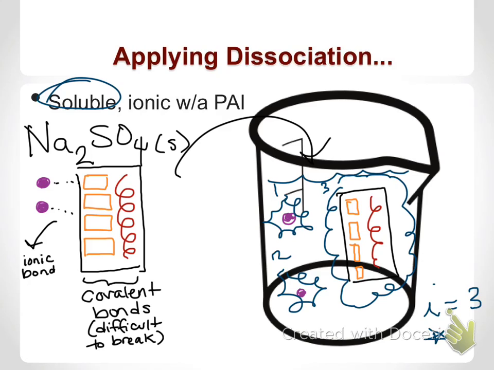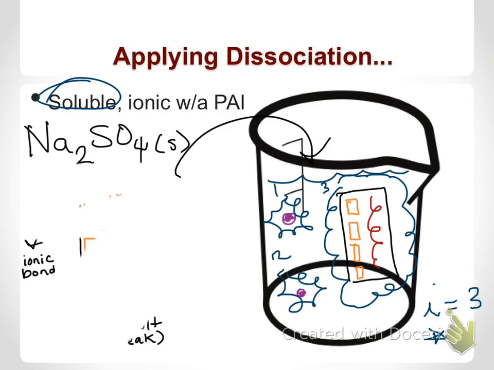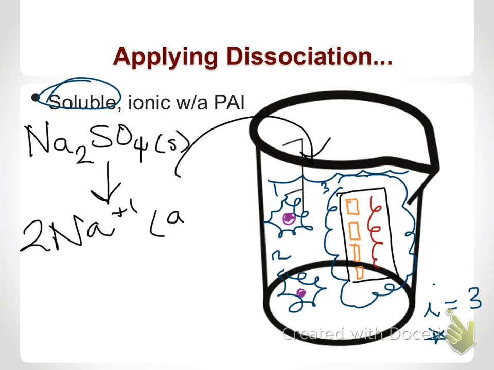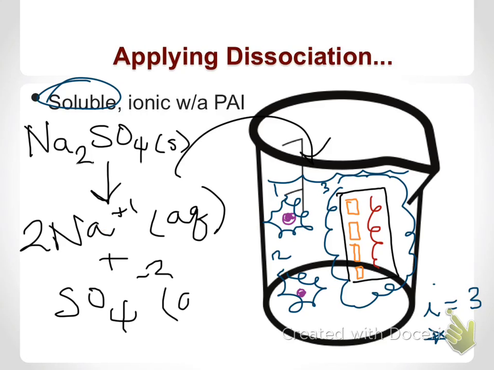So what this would look like, if I were to write out this process here, and this was on your quiz as well, I would have 2 Na+1s separated from each other, both aqueous, that is the sphere of hydration there, and the SO4 ion, the sulfate ion with a -2 charge, but that's going to stay all together because of the covalent bonds that make it up. So that i value is going to be 3, and it's going to be electrolytic because it's able to conduct electricity with the free-flowing ions.